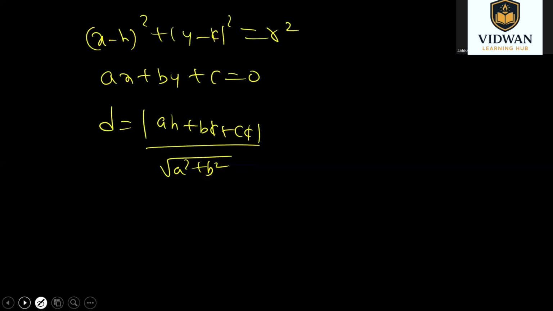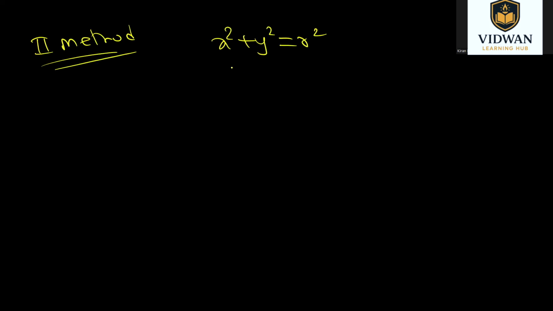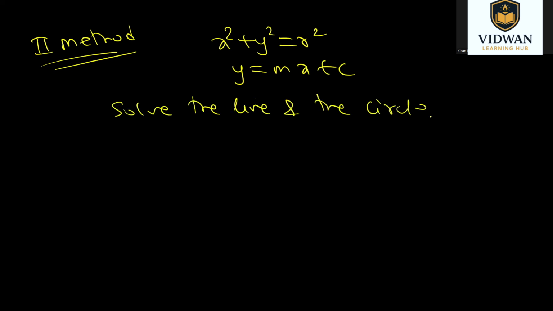So instead of this method, what is the other method which is common with the other conic sections? Basically, if you are given a circle, it may be a circle without center as origin also, but the method is same. Just for simple calculation, I'm taking the center as origin. Suppose you are given a circle and a line. You just solve both. Solve the line and the circle, you will get a quadratic. So what is the quadratic? You get x square plus mx plus c whole square equal to r square, putting y equal to mx plus c in the first one.